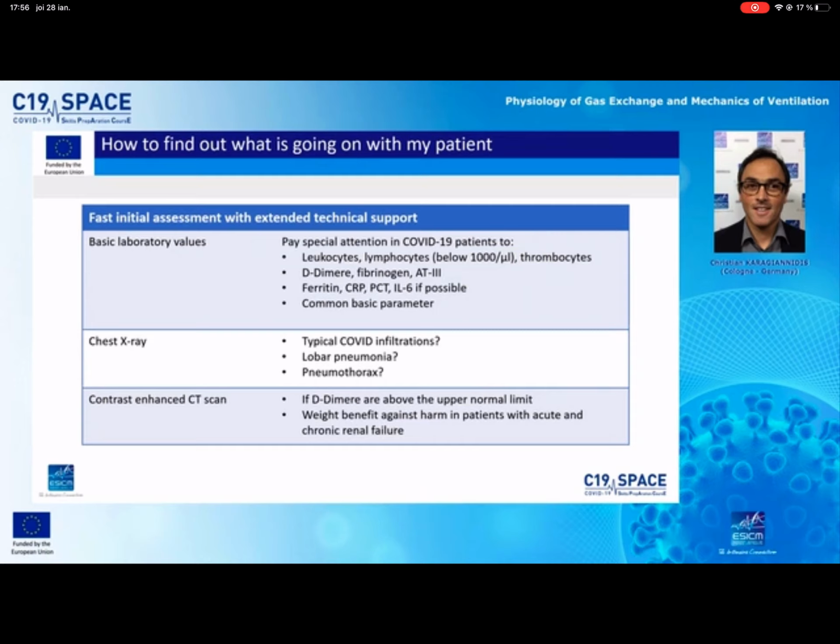And last but not least, coming to the end, since COVID-19 is also a disease of the vessels, and since you find so many thrombi in these patients, if the D-dimers are above the upper normal limit, you should perform a contrast-enhanced CT scan after weighing the benefit against harm in patients with acute or chronic renal failure.